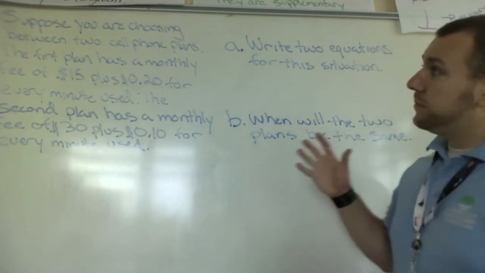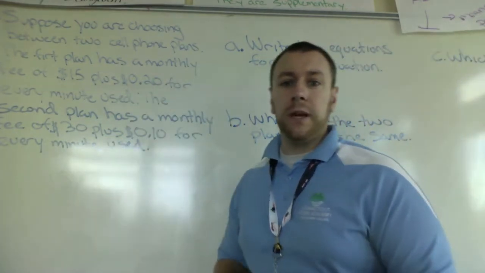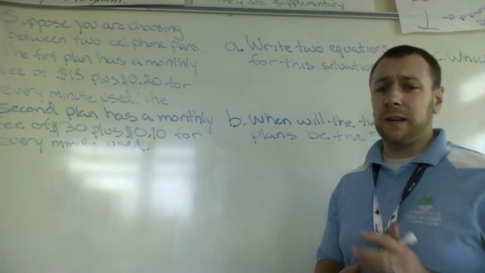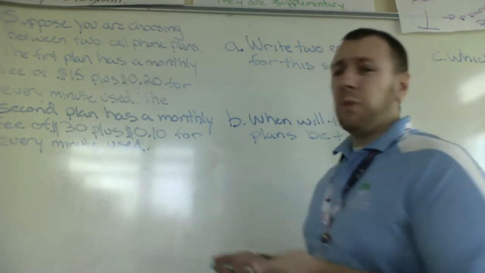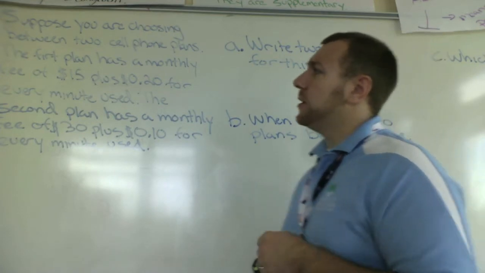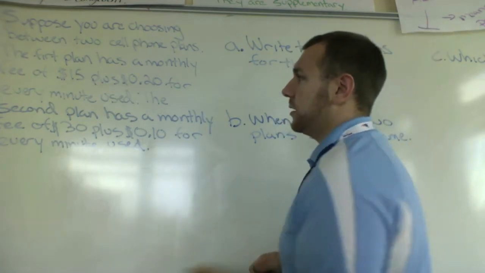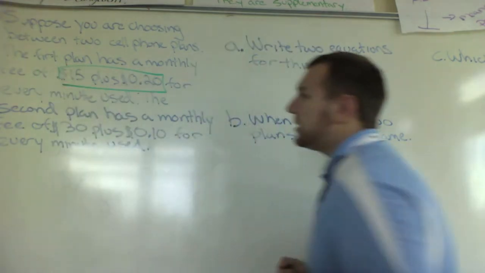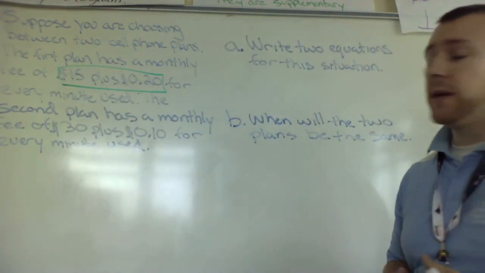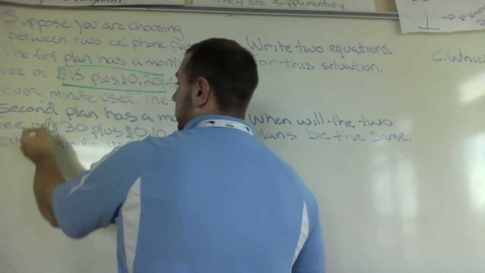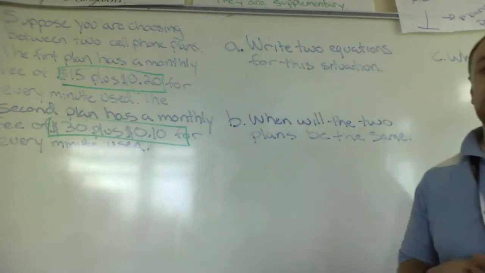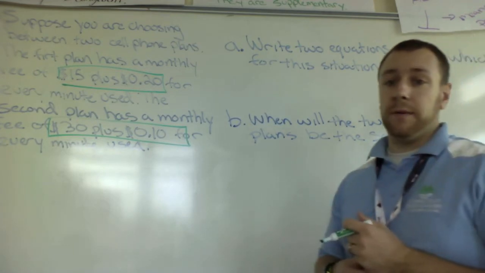So this is the same cell phone plan question that we did with the graph. I'm going to show you how to solve it algebraically. To recap, we have two plans. The first plan charges $15 plus 20 cents for every minute, and the second plan charges $30 plus 10 cents per minute.